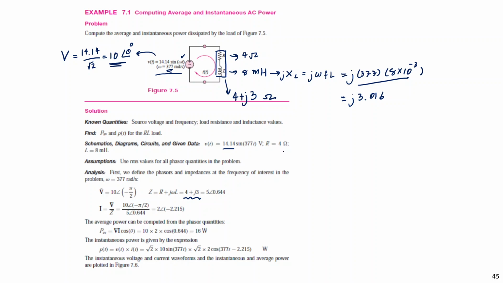Can we calculate the current? So the current is V divided by impedance. We can calculate just similar to Ohm's law. So it's 10 divided by 4 plus j3. So you can calculate this value.